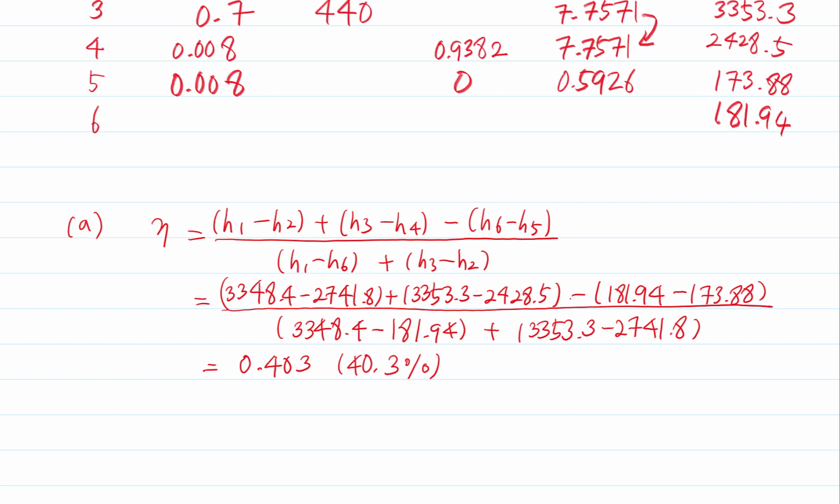So the modified Rankine cycle with superheat and reheat is able to convert 40.3% of the heat to net work. So this is higher than that of the basic Rankine cycle. It was 37.1% with no reheat and no superheat.